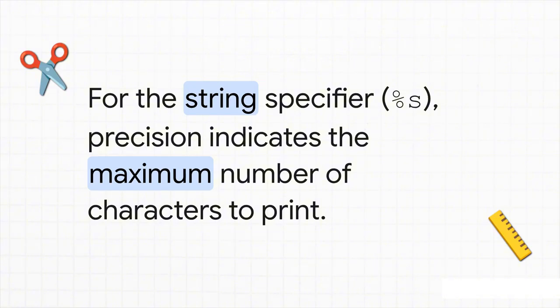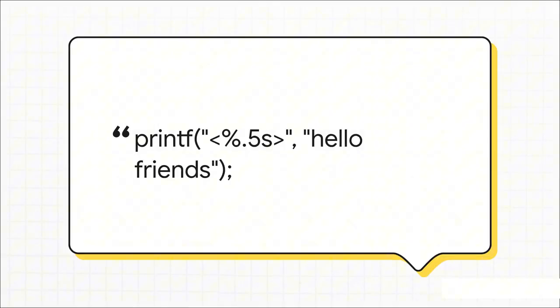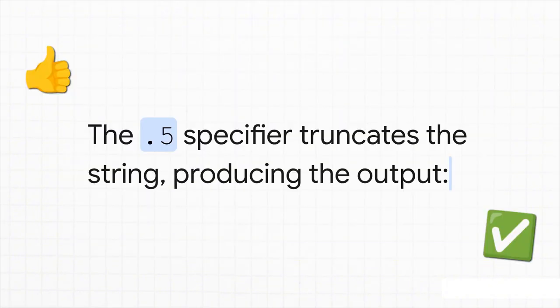Okay, one last styling trick, and this one is specifically for strings. That little period, the one that introduces the precision part, it does something really cool when you're using %s. So in this example, we're saying, yeah, print this string, but that .5 is a rule. It tells printf, I don't care how long the string is, you are only allowed to print a maximum of the first 5 characters. And as you can see, the result is that the string gets cut short.